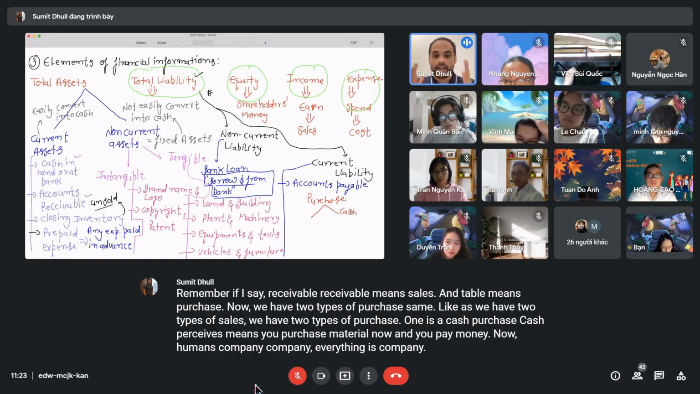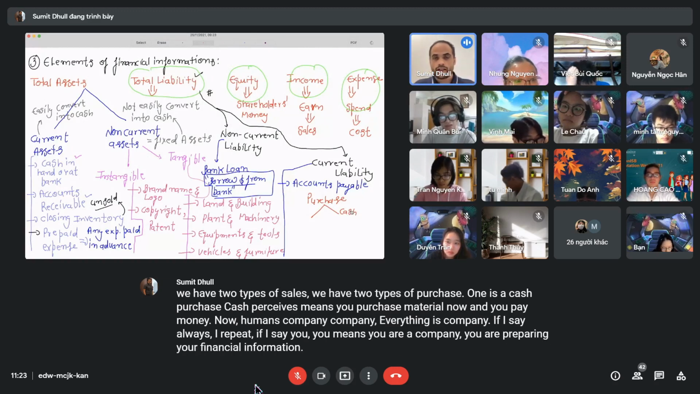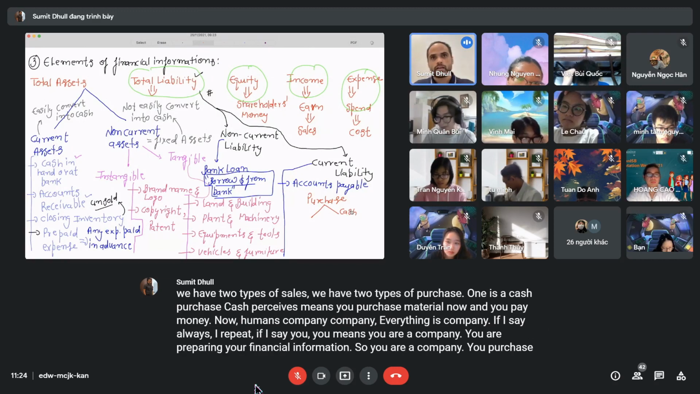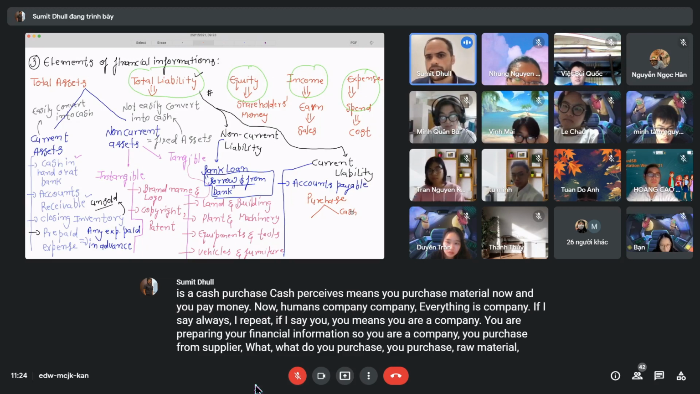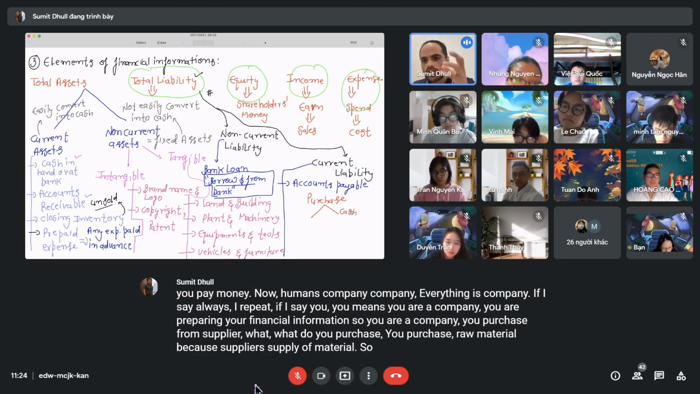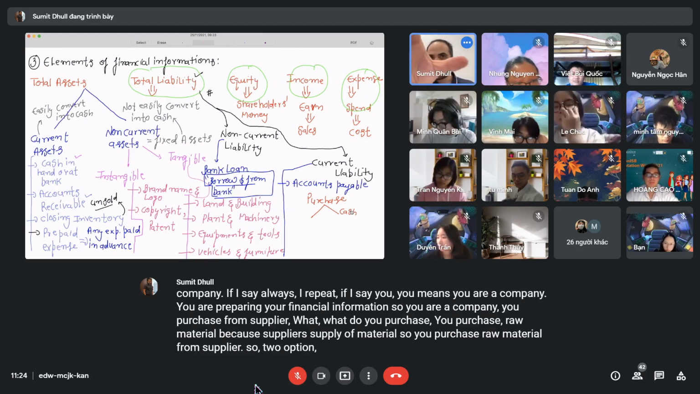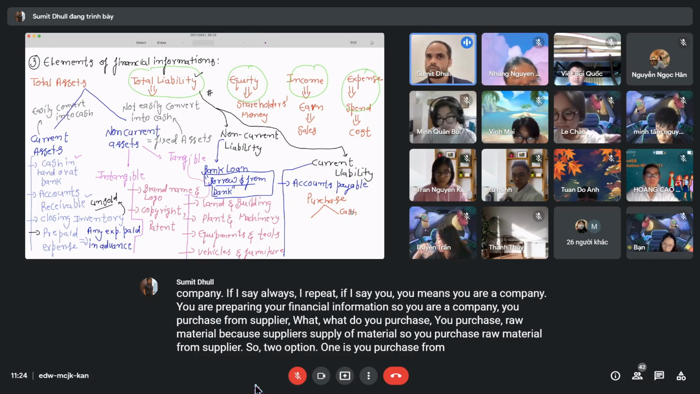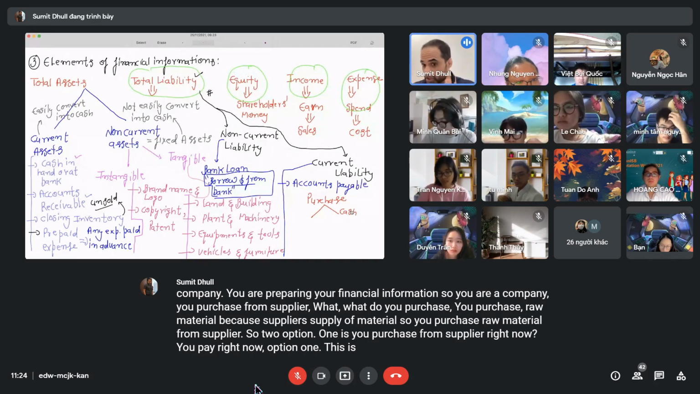Everything is company. If I say "you", I repeat, it means you are a company preparing your financial information. So you are a company, you purchase from a supplier. What do you purchase? You purchase raw material from the supplier. So two options. One is you purchase from the supplier right now, you pay right now. Option one is called cash purchase. Purchase now, buy now, pay now.